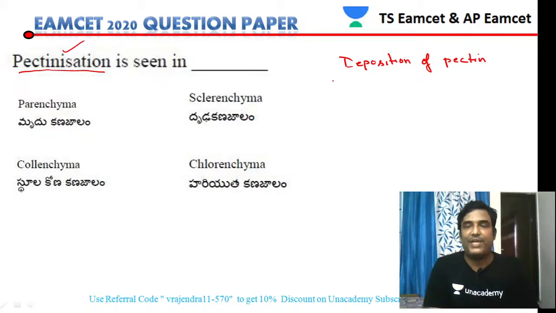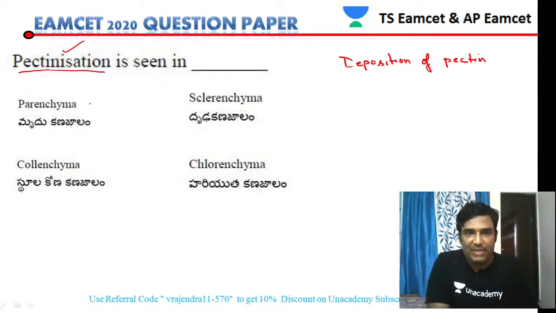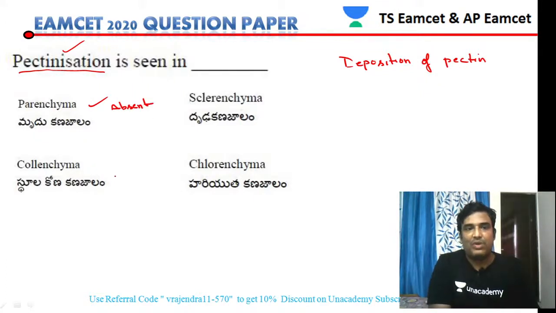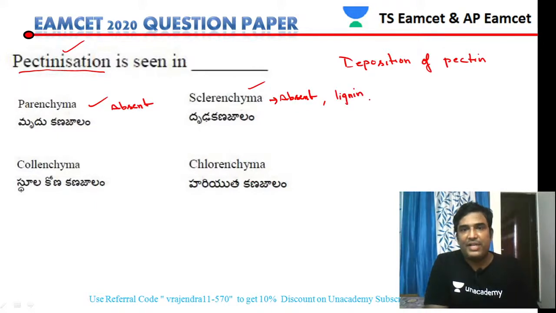So where can we see pectinization? That is the question. In parenchyma, pectin is absent. No doubt about it. In sclerenchyma also pectin is absent; instead it has lignin. So lignin is present in the sclerenchyma tissue.